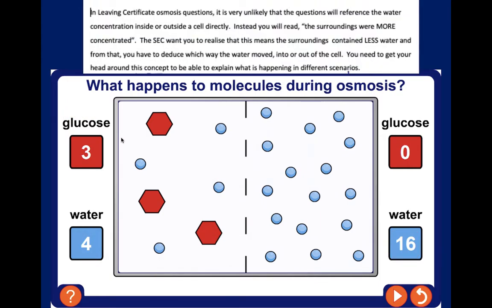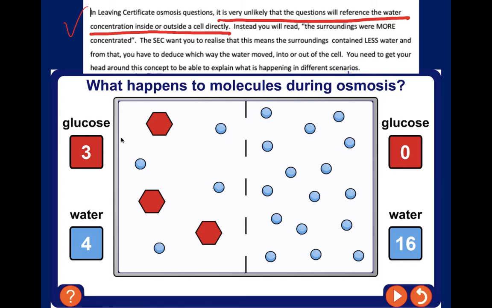the membrane. I'm going to skip forward slightly onto page 121, and you have this piece of writing up here. So we have scenarios whereby they will give you a cell and they'll tell you it is going to be more concentrated than its surroundings, or the surroundings were more concentrated. So they're talking in that sense about the salt and water rather than the water. So it says up here, it's very unlikely that the question will reference water concentration inside or outside directly. They always hide it, and you have to understand what's the hidden bit.